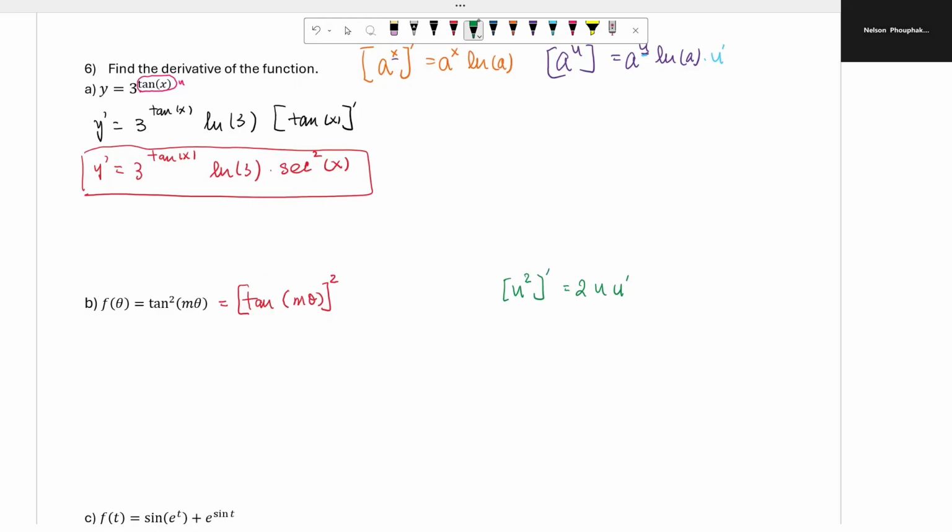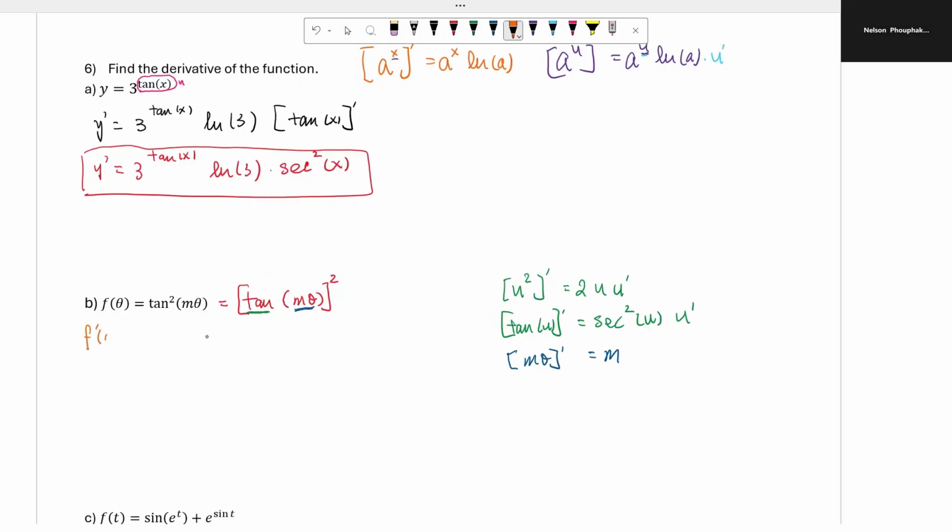And then second, I also need to work with the tangent. So again, I will have tangent of u. In this case, the derivative of tangent of u will be secant square u, u prime. And of course, we also need to work it out. Again, you see m theta is the inner function, so we also need to know the derivative of m theta, which is equal to m. Once we know this, let's see how we work out the problem.